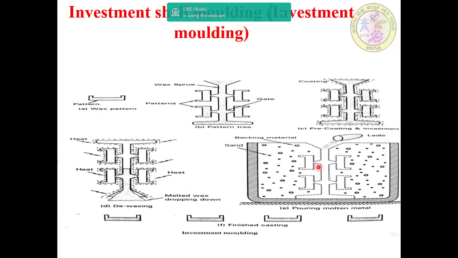All types of metals and alloys can be easily cast in this process, mainly nickel alloys, alloy steel, and high temperature alloys. Surgical instruments, turbine blades and aerospace parts are produced by this process, and the process is somewhat costly.